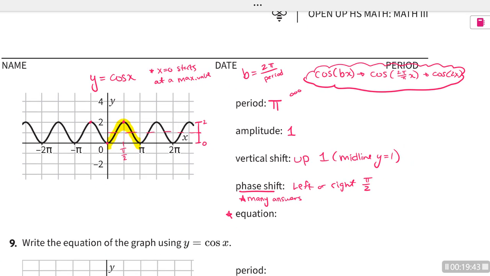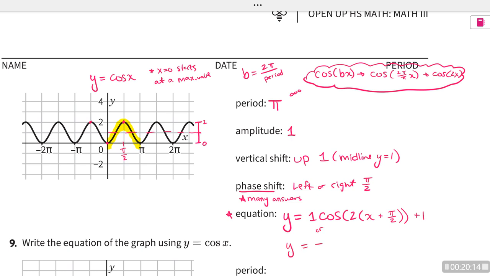So let's go for our equation. We have y equals 1 cosine of 2x. Now, because I'm saying there's a phase shift, I'm not going to do just 2x. I'm going to say x, I'll say plus pi over 2. It could be minus pi over 2. So you could actually put plus or minus. And then you can put the plus 1 at the end. But there's lots of equations here.